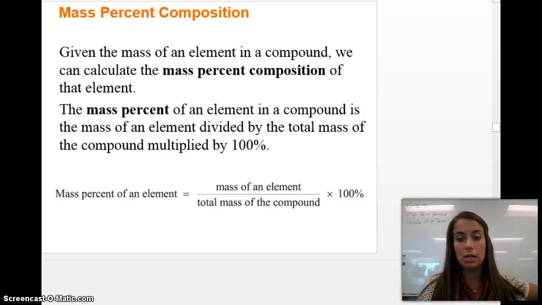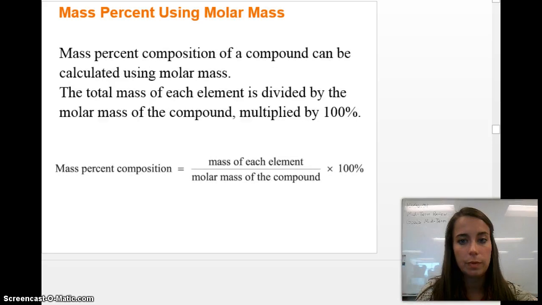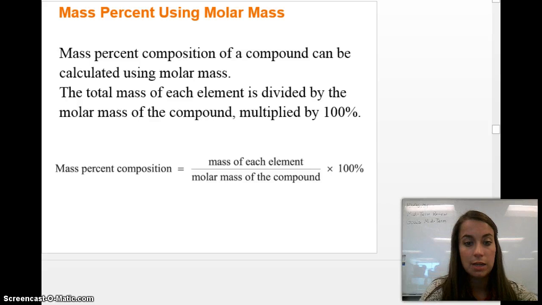So the way we calculate it is the mass of one element divided by the total mass in the compound, and multiply it times 100%. The easiest way to do this is just using the molar mass. So we can calculate the mass percent composition of a compound by taking the mass of an element, dividing it by the molar mass, and multiplying times 100%.